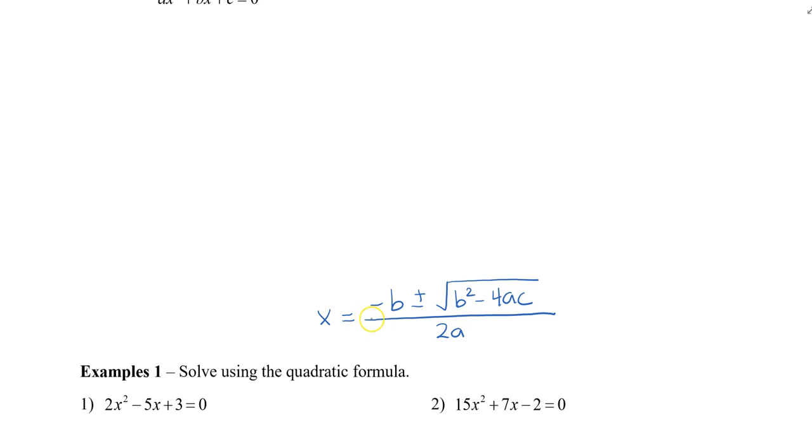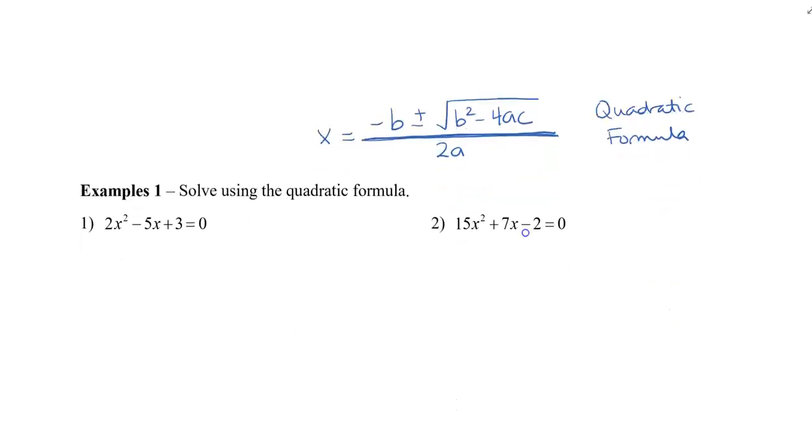Now, one of the biggest mistakes I've seen is that students forget to draw this line underneath everything, so including the negative b. And so this is called our quadratic formula. So let's see how we use it.